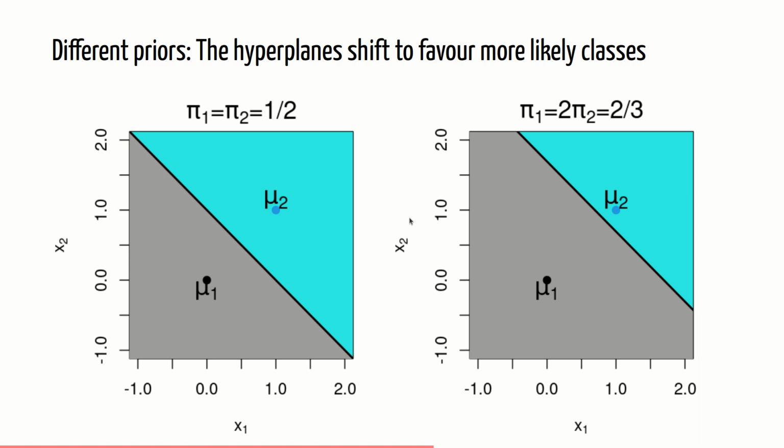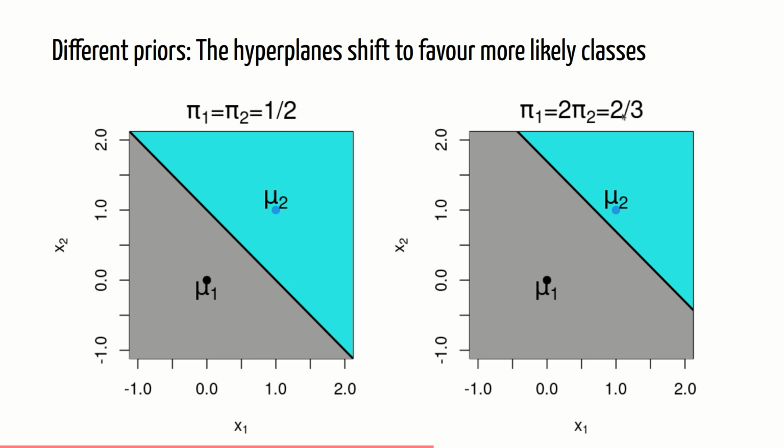So the left case is the case we had before, where mu1 was at 0, 0, and mu2 was at 1, 1, and there was that nice 45-degree line. And then if you were closer to mu2, then you're in the second class. And if you're closer to mu1, you're in the first class. If the priors change, so here we've said that the prior for class 1 is 2/3, and the prior for class 2 is 1/3. So class 1 is 2 times more likely than class 2.